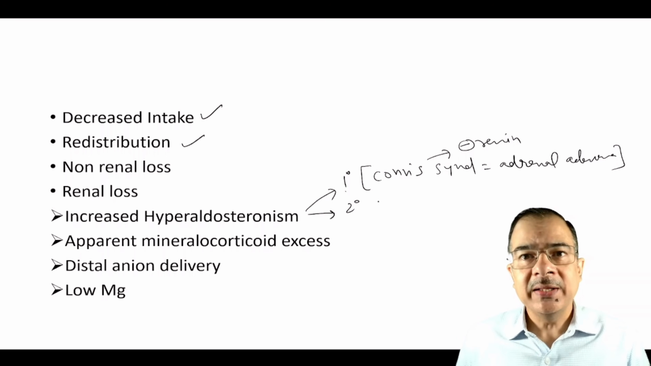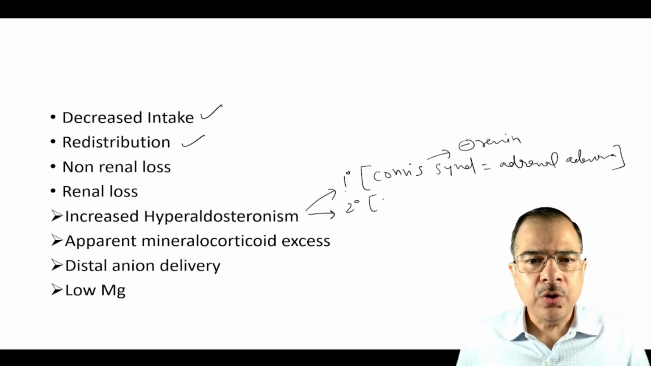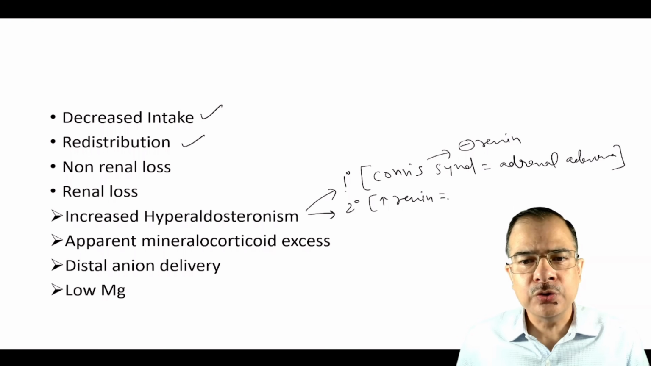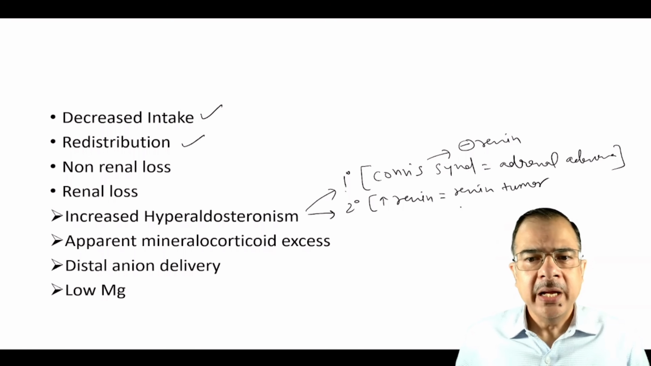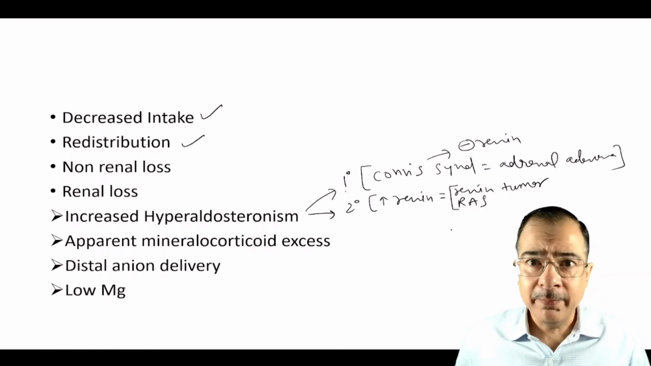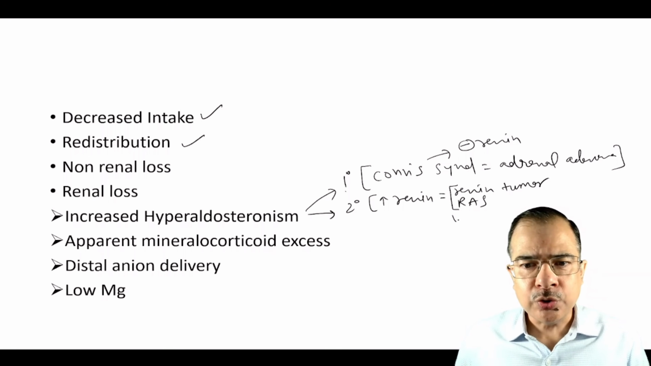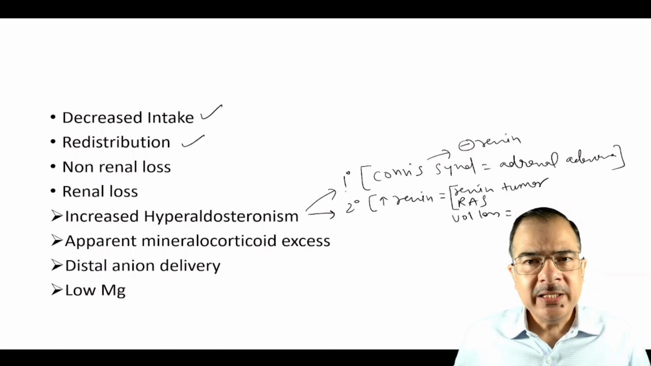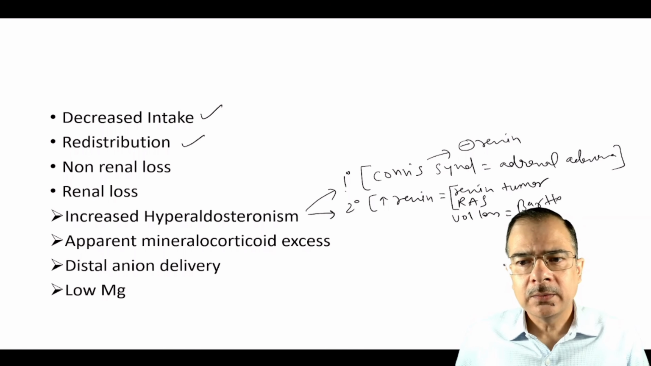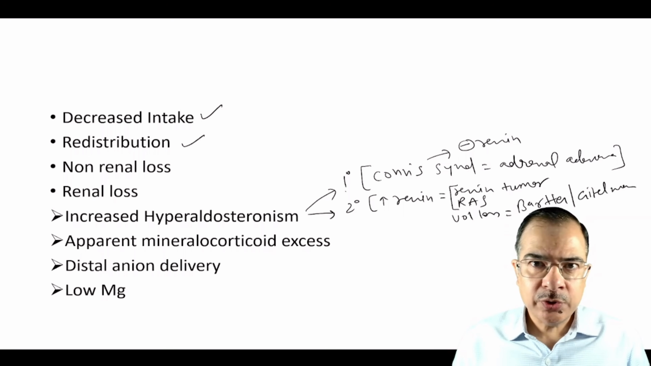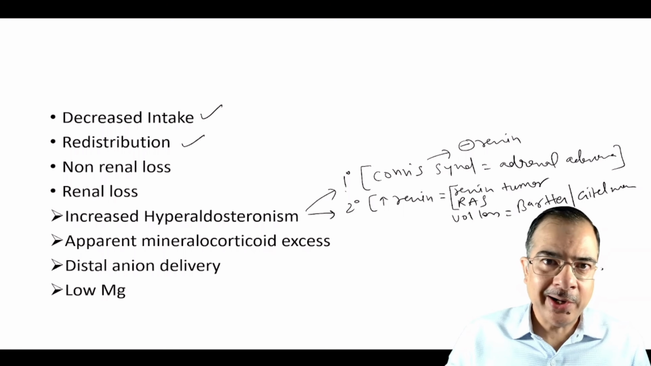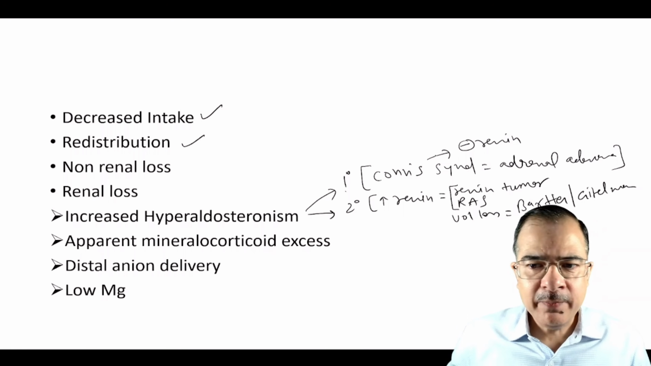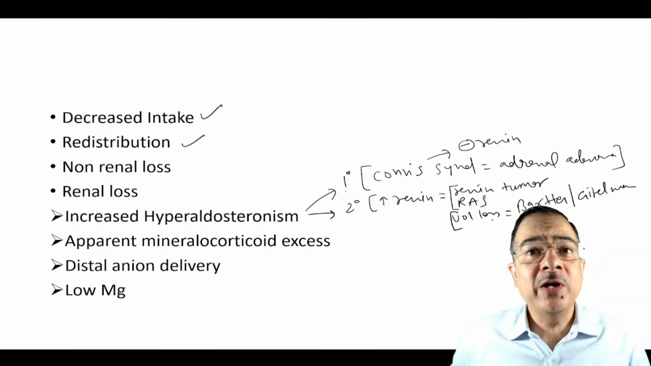While in secondary causes, the main reason is high renin activity. So high renin is leading to high aldosterone. That can be because of renin tumors. It can be because of renal artery stenosis. In both conditions, blood pressure will be high. But in other causes like ECF volume loss, like Bartter syndrome and Gitelman syndrome, there is inhibition of sodium channels. So sodium loss, water loss, that in turn stimulates renin, and renin will stimulate aldosterone. But it is very important to know that in these conditions, blood pressure will not be high.